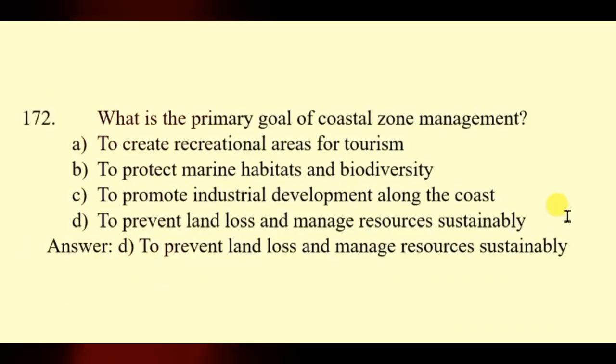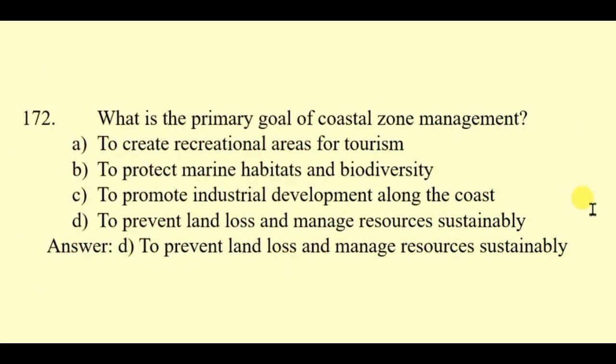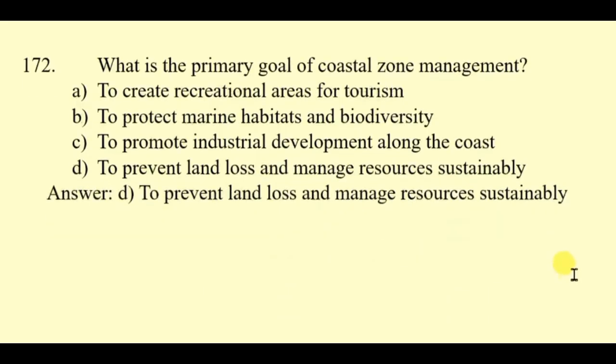Question 172. What is the primary goal of coastal management? To create recreational areas for tourism, to protect marine habitats and biodiversity, to promote industrial development along the coast, or to prevent land loss and manage resources sustainably. And the right answer will be to prevent land loss and manage resources sustainably.